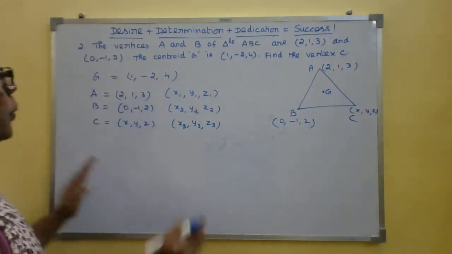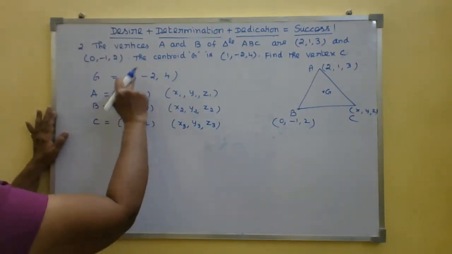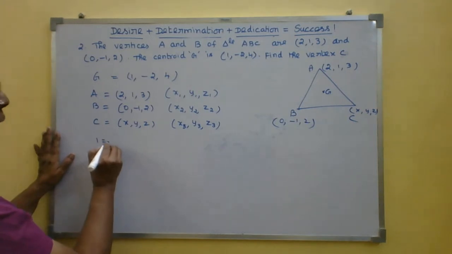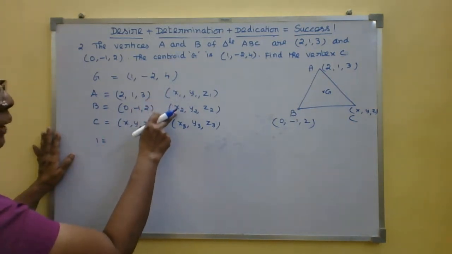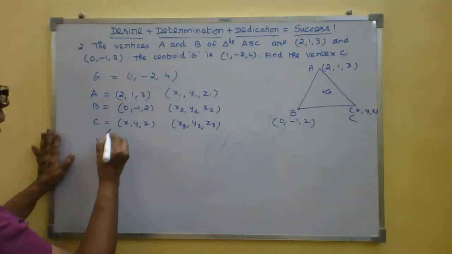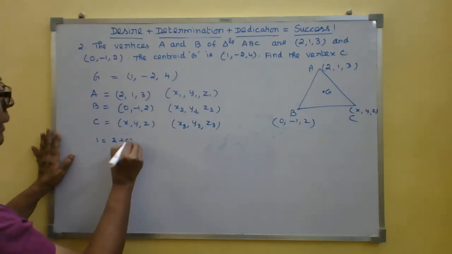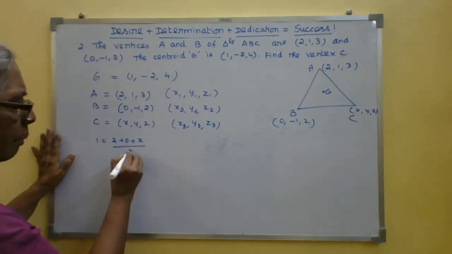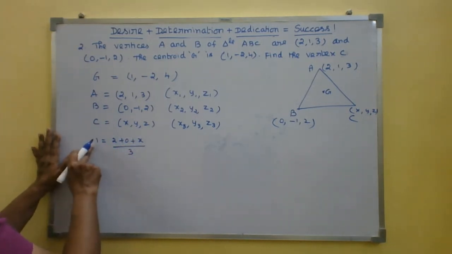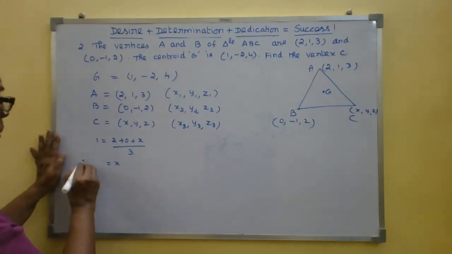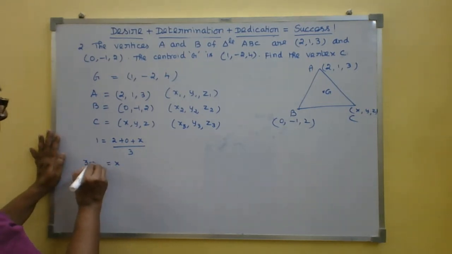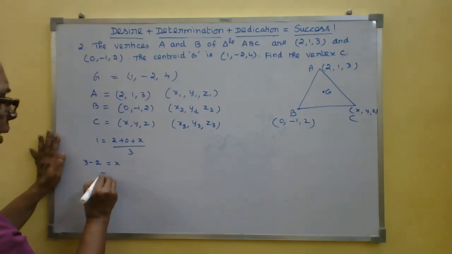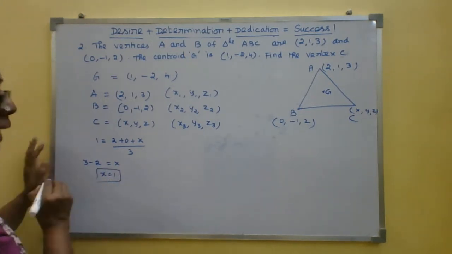So now you know this one, that is the x coordinate, that will be equal to (x1 plus x2 plus x3) by 3. So that will be (2 plus 0 plus x) by 3. If you cross multiply, you will get x is equal to 3 minus 2. So you will get x is equal to 1, right?